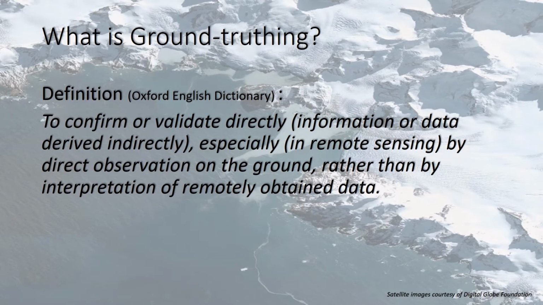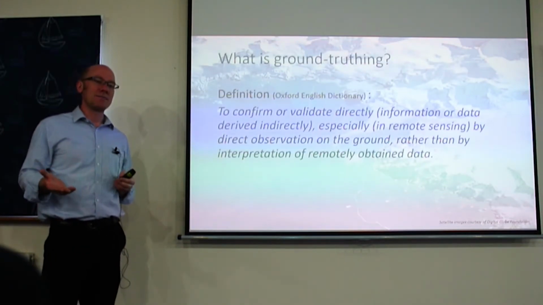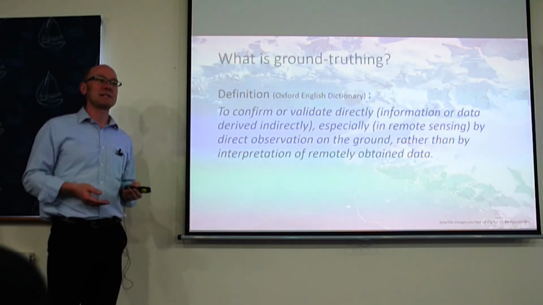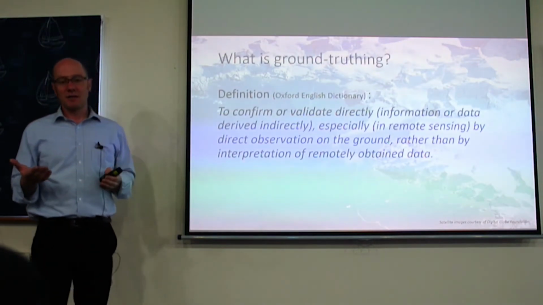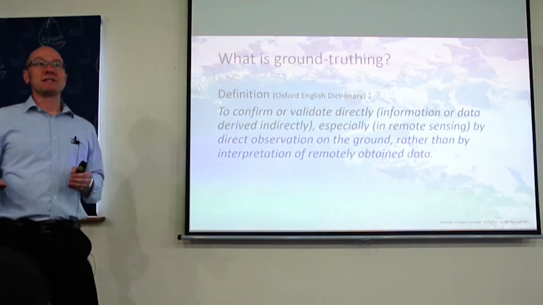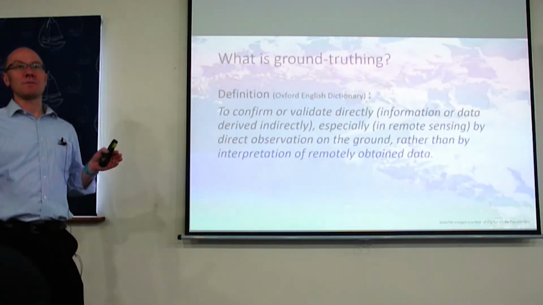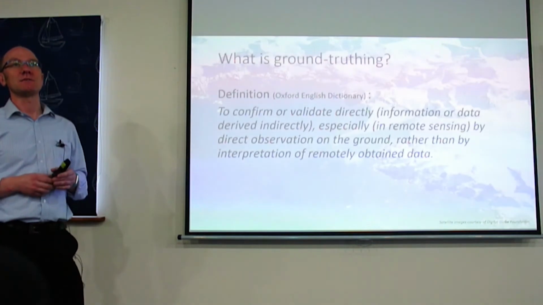So validating information that we've collected indirectly, such as satellite imagery, using direct observations on the ground rather than interpreting remotely obtained data. Now obviously, Gwar mentioned yesterday, there's caveats around that. So there's a lot to be said for using very high resolution remote sensing imagery, such as from drones, to help ground truth low res imagery, such as Sentinel data.